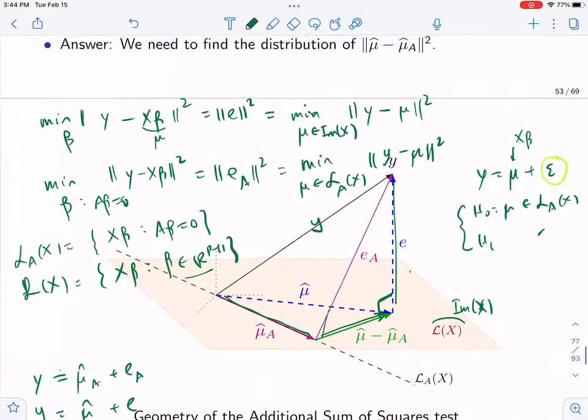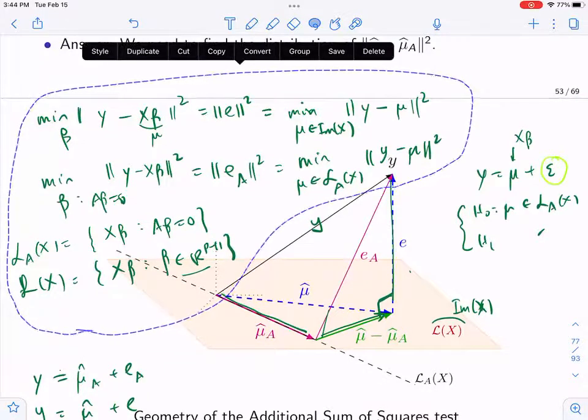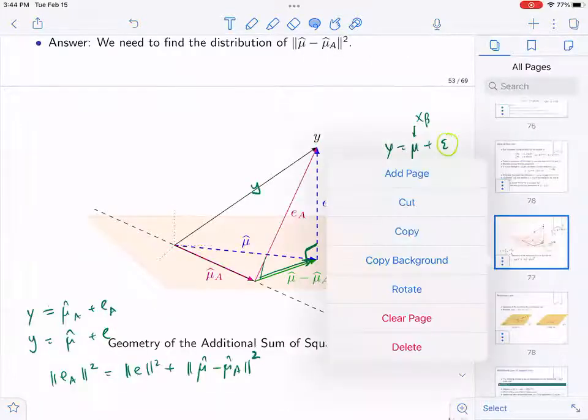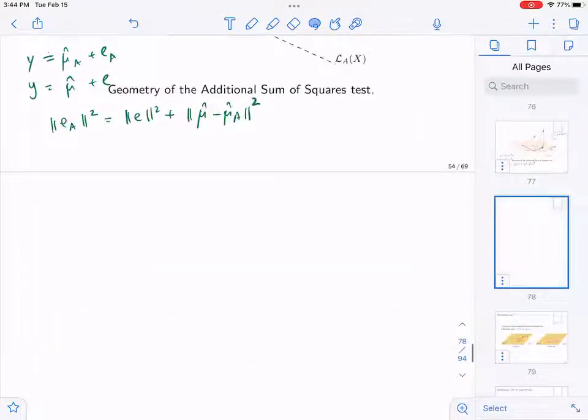This is a little bit messy. Let me maybe clean this. This works. But I'll put this here.